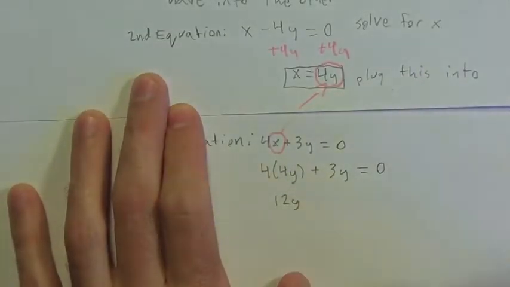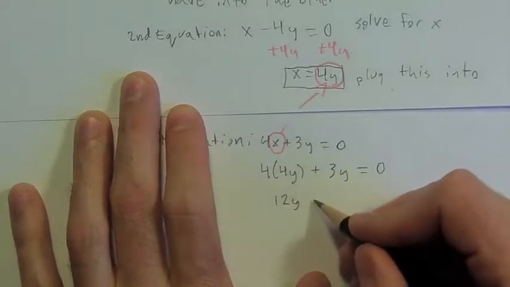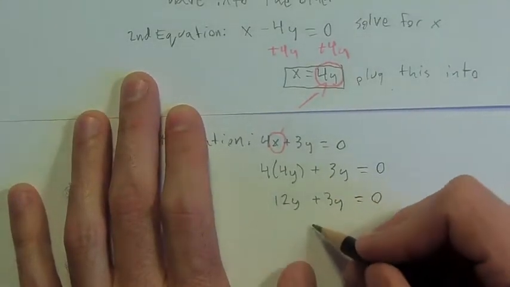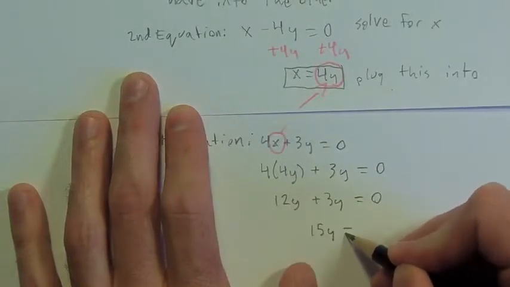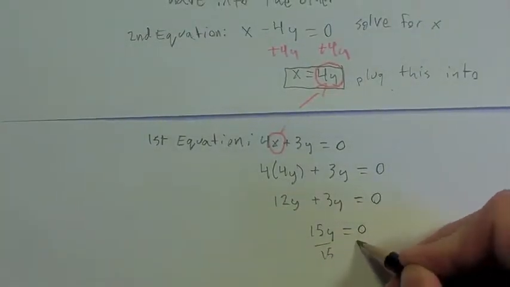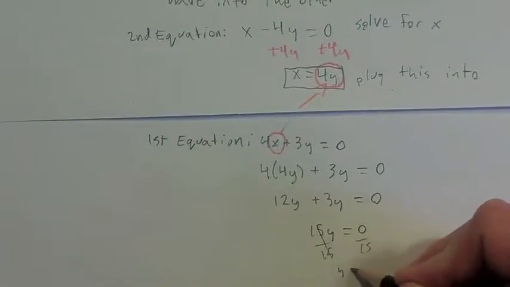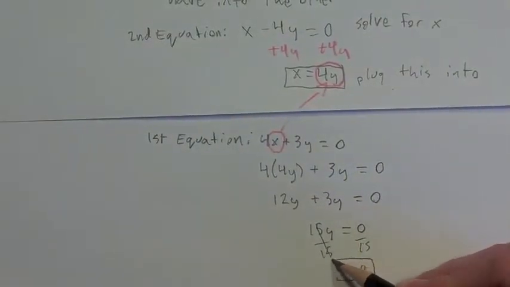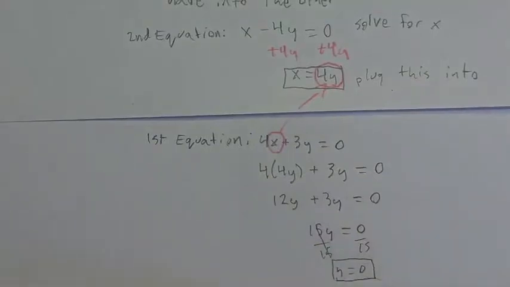Okay, and then after we do that, we're just going to simplify and see if we can solve. So 12y plus 3y is equal to 0. We'll combine our like terms and get that 15y is equal to 0. Dividing both sides by 15, we get that y is equal to 0. Okay, so there is my y. Now that is one piece of the solution. I need the other piece.